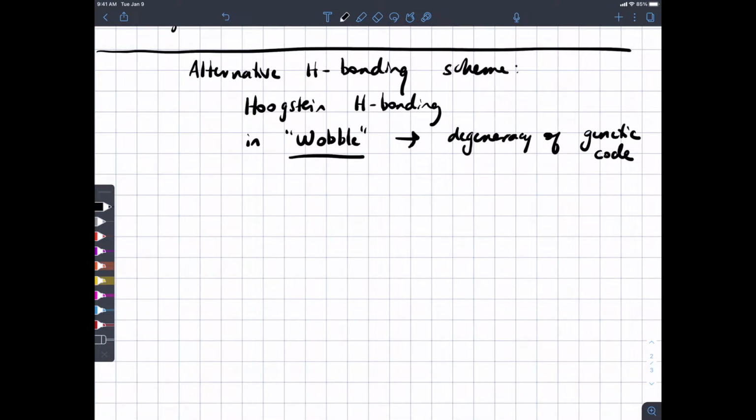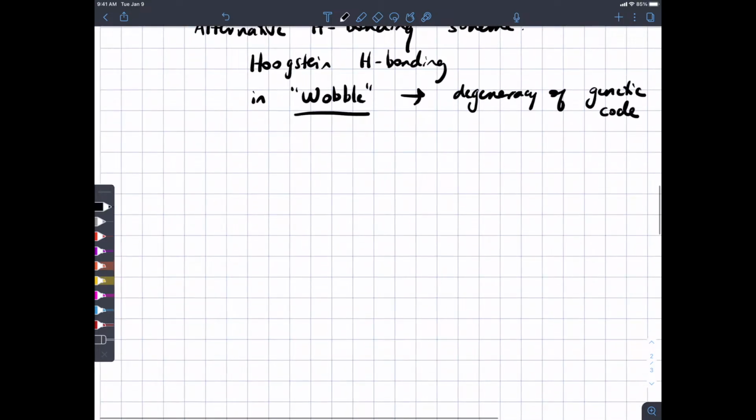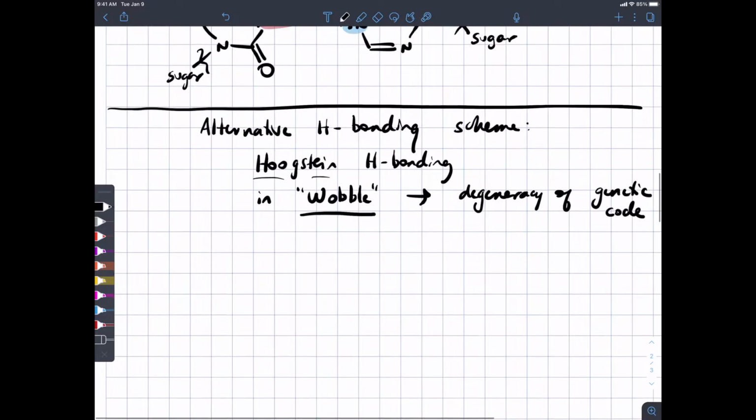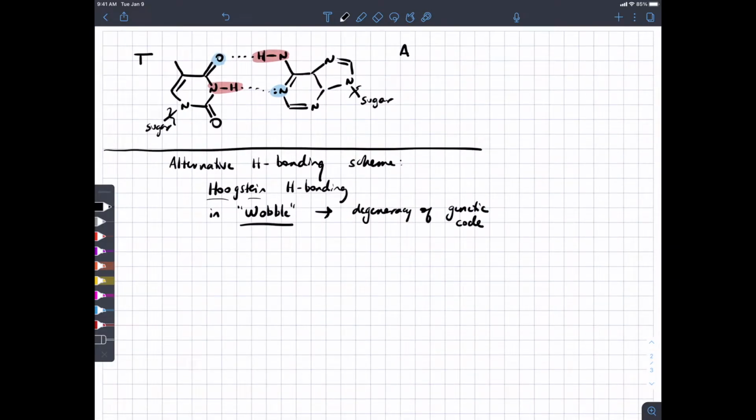The concept of wobble is related to the fact that in the ribosome, when the anticodon on the tRNA recognizes the codon on the mRNA, there is some flexibility in the third base pair of that codon-anticodon recognition. It doesn't have to be exact. And one of the forms of hydrogen bonding that is permitted is Hoogsteen hydrogen bonding. So let me show you what this looks like. And we're going to do this in the context of RNA.